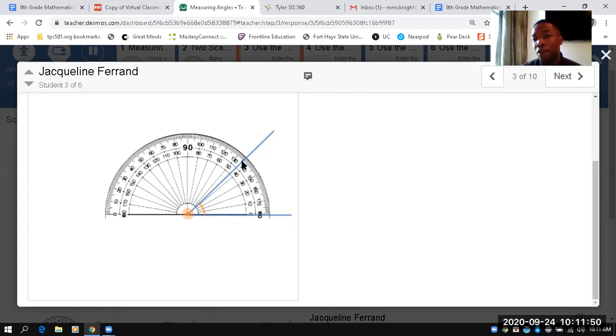It is not 135. We're not looking at the outside numbers because we're coming from the 0 on this side. So the 0, 10, 20, 30, 40, 50. That's the way we're going. So that's why we take 45 instead. And that's kind of how you match up the protractor with the angles that you're trying to find.